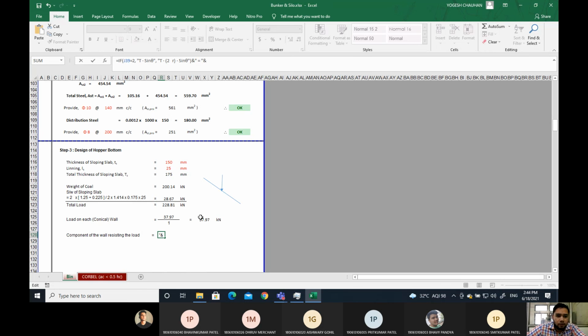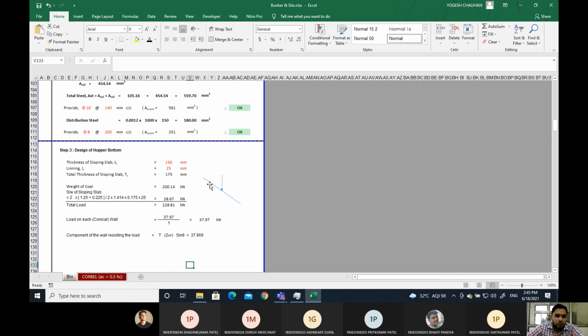this value. This is to be equated to this value. You can round this to 3 digits. Okay, so now you have the value of theta, you have the value of r, then you can find the T, the tension in the wall.